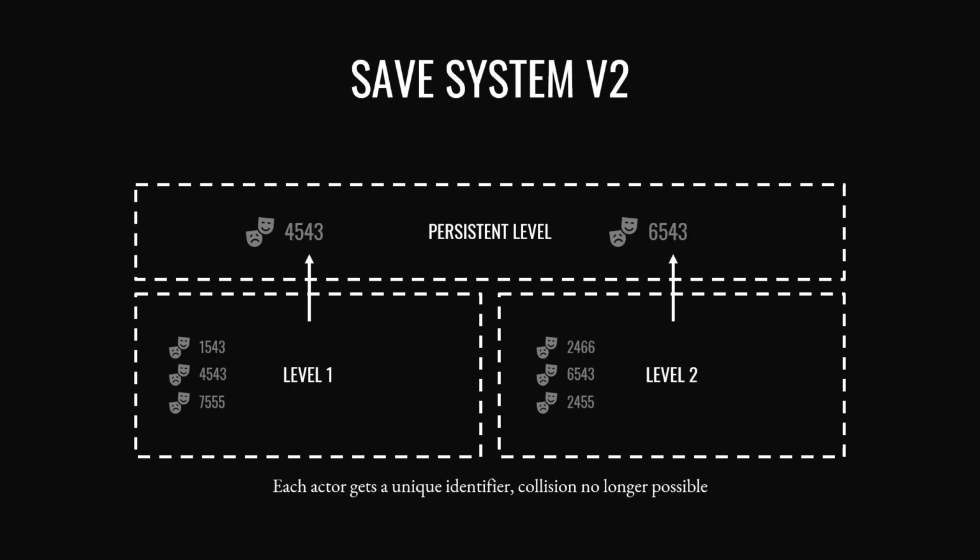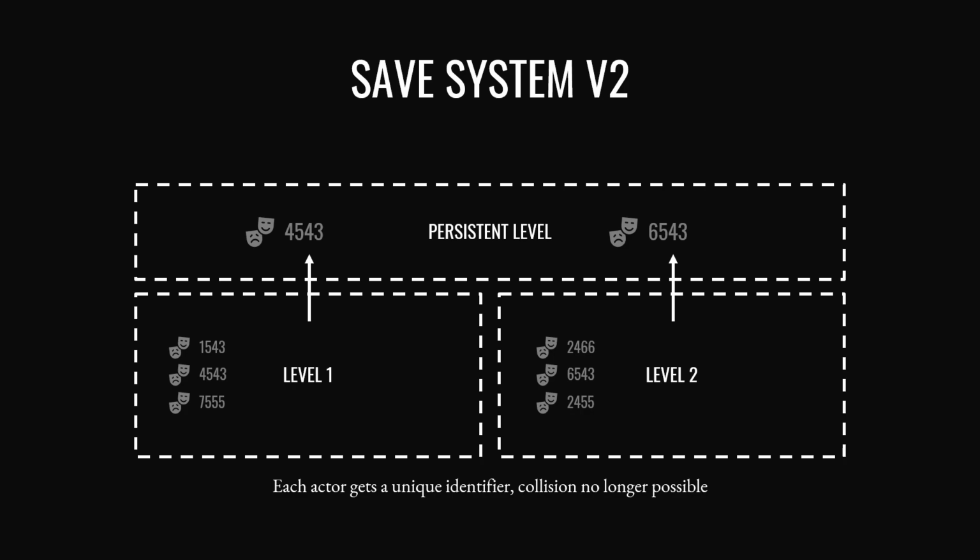So here's the save system v2. The save system v2 uses globally unique identifiers across the entire game for each actor. So you can see that instead of actor A, actor B, actor C, we've just got numeric IDs. So when the second actor there, actor 4543, gets moved into the persistent level because the player picked it up, it does not collide with the second actor from level 2, which is 6543. So there's no collision possible here. Each actor is getting its own unique identifier.